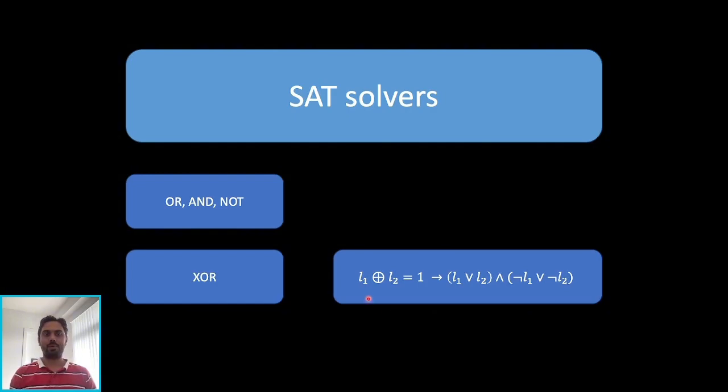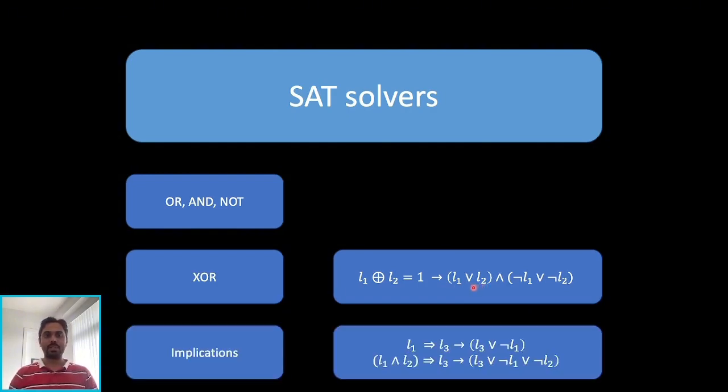For example, if we want to write L1 XOR L2 equal to 1, this is how we can write it. We can write these two clauses, which are L1 or L2 and not L1 or not L2. When L1 and L2 are both 1, then the second clause will be false, and therefore the formula will be false. And when both of them are 0, then the first clause will be false, and therefore the formula will be false. We can also represent implications.